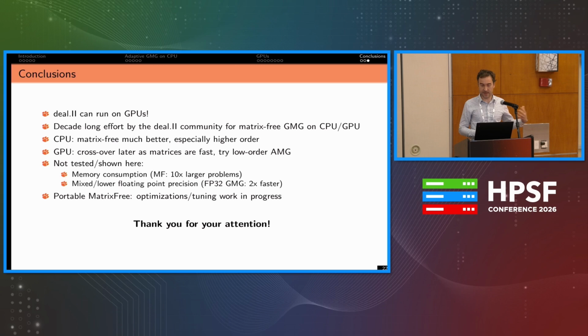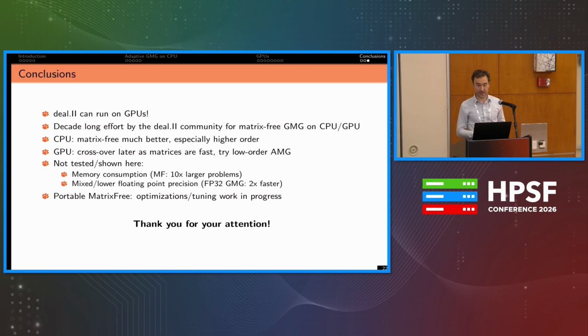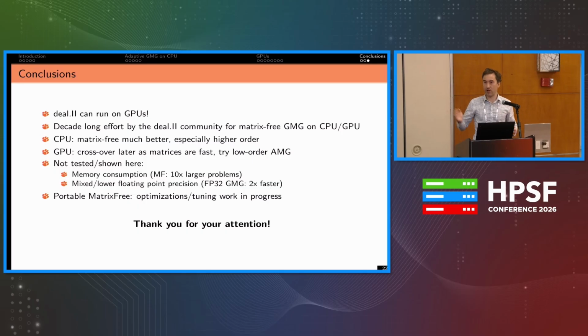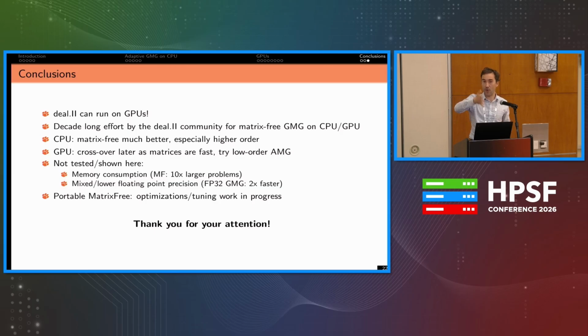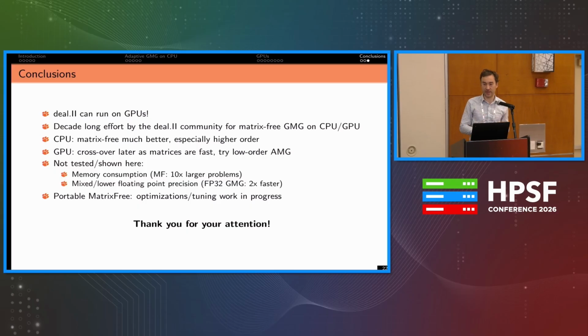And then also what I'm very much interested in, that's why I was asking questions about this earlier, is mixed and lower precision support. With modern GPUs, that's very important. I can give you a number. If I run my geometric multigrid V cycle in single precision and my outer Krylov CG solver in double precision, you get about a 2x performance speedup for no loss in accuracy, right?